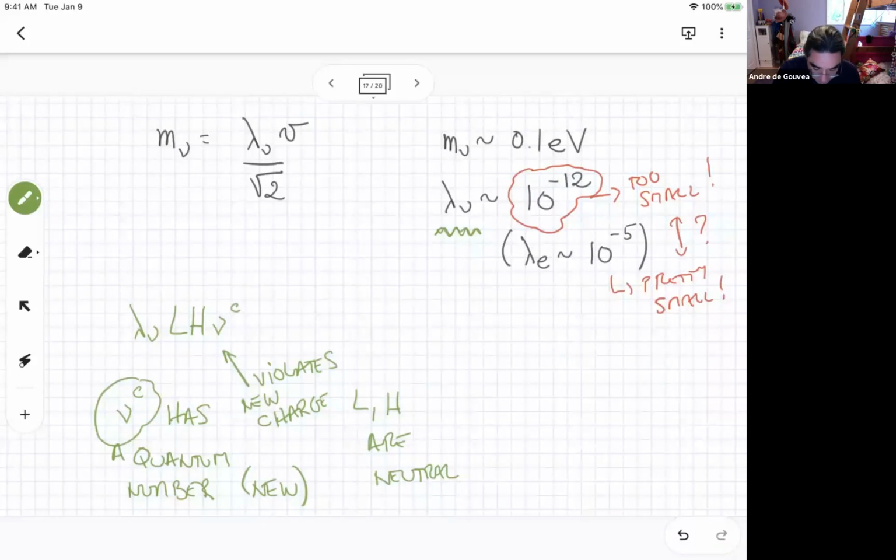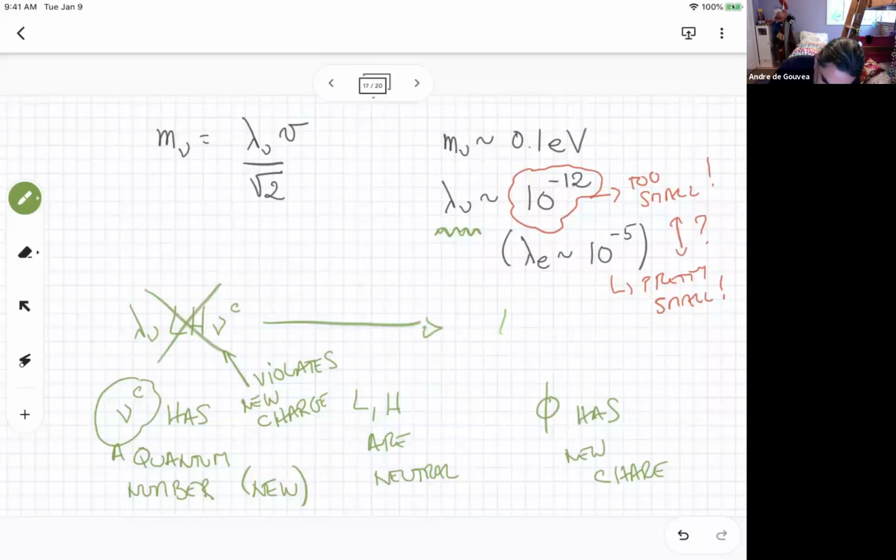But if I do that, if I give a new charge to this new C field, then I can't write down a Yukawa coupling, which of course is both good and bad. It's good because it explains why the neutrino mass is so small. It's bad because it makes the neutrino mass 0. On the other hand, if I add a new field phi, which also has new charge, then it could be that even though this is not allowed, I can write down something that looks like this.